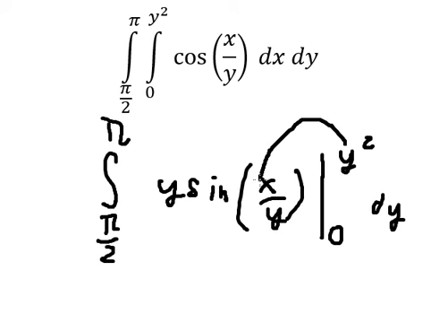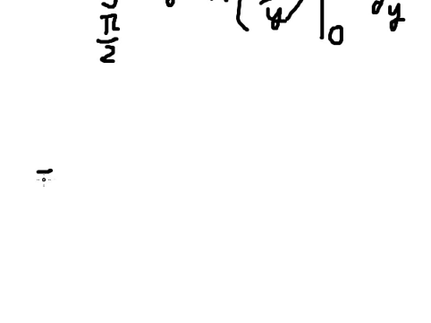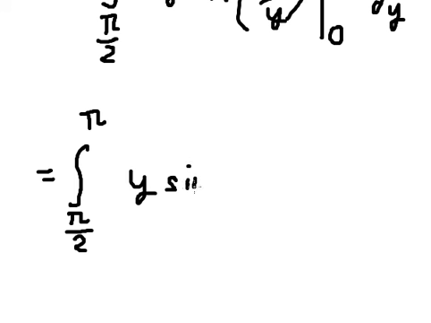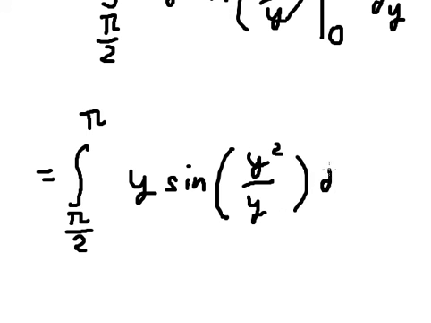So this one I will put in here. Number 0 we put in here. We know that sine of number 0 we got 0. So we just have only y square. Y square divided by y, we have y.